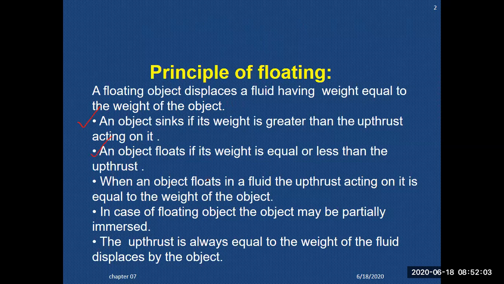When an object floats in a fluid, the upthrust acting on it is equal to the weight of the object. In the case of a floating object, the object may be partially immersed, like ships and boats. The upthrust is always equal to the weight of the fluid displaced by the object. These are the main points to remember, but keep in mind you have to understand when the object will float and when it will sink. When the upthrust is equal to the weight, it will float. If the upthrust is equal or more, again it will float. But if the object has more weight than the upthrust, it will sink.